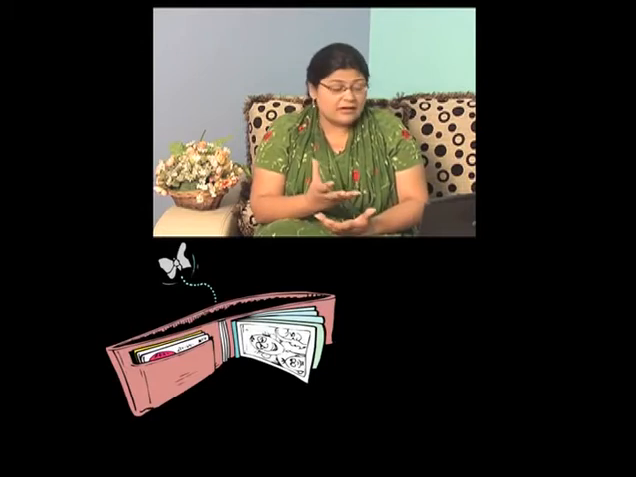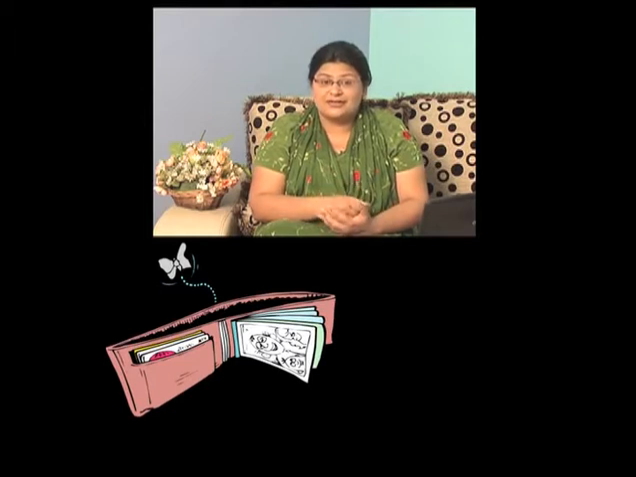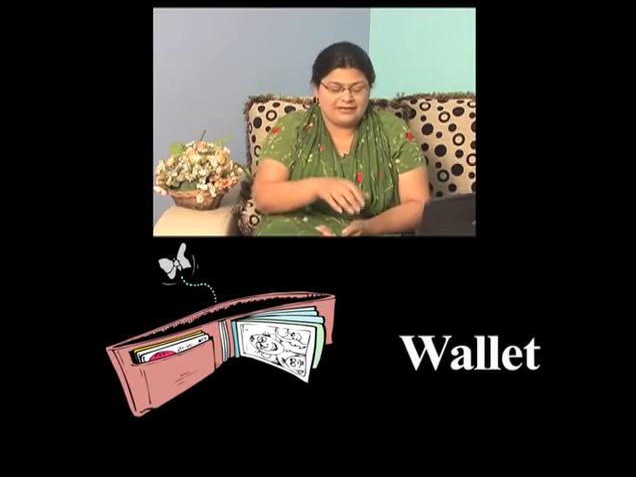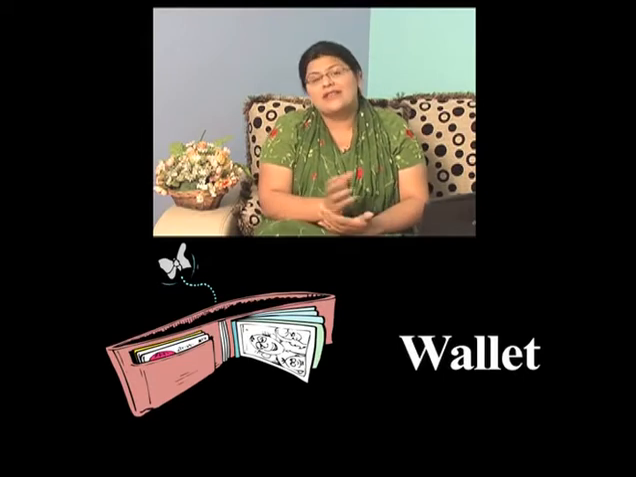Next, what do you see in the picture? Someone's wallet is visible, and there is some money in it. What would we call this in English? It's not a purse, it is a wallet. W-A-L-L-E-T, wallet. Look at the next picture.